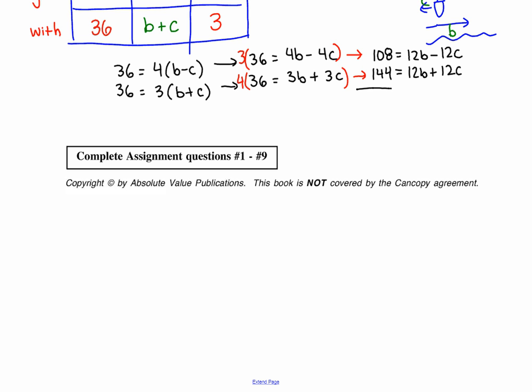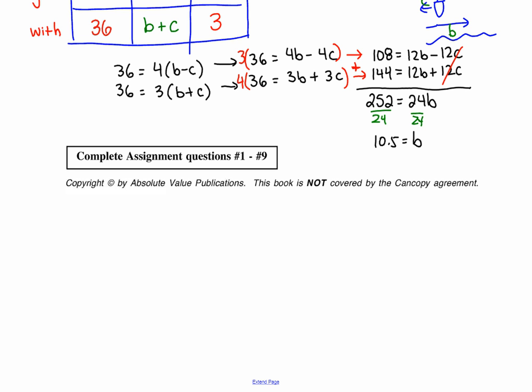Now, are we adding or subtracting if we're eliminating the C's? Adding. They're opposite signs, so let's add this together, because we want to eliminate C. 108 plus 144, 252 equals 24B, and then that's gone, because we added, and the opposite signs make a 0. Divide by 24, 10.5. Okay, so 10.5 is B.